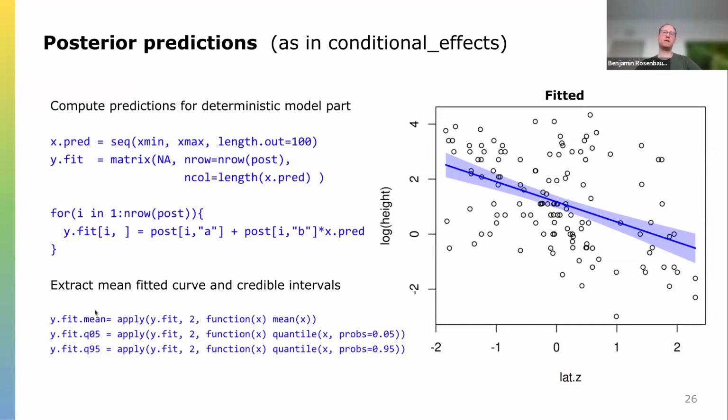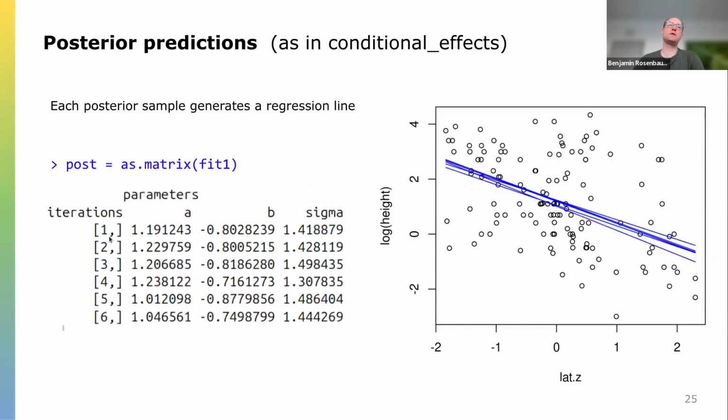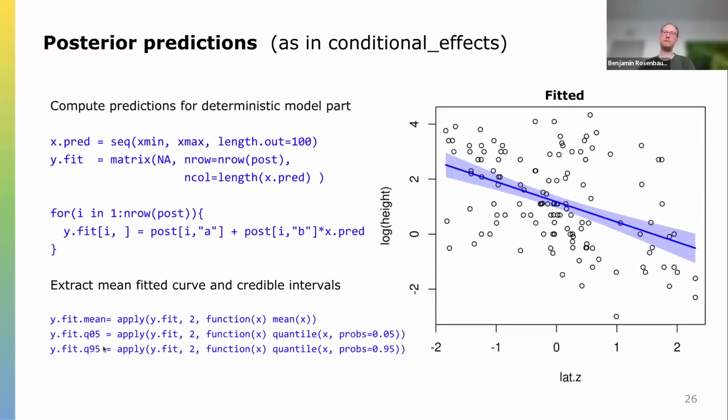And then we can afterwards extract the means and the quantiles. Right, so we will have a matrix which has maybe 4,000 rows. And these 4,000 rows specify a distribution. And we can extract, for instance, the mean and some quantiles here. And they can be used to plot the mean line and the upper and lower credible intervals.